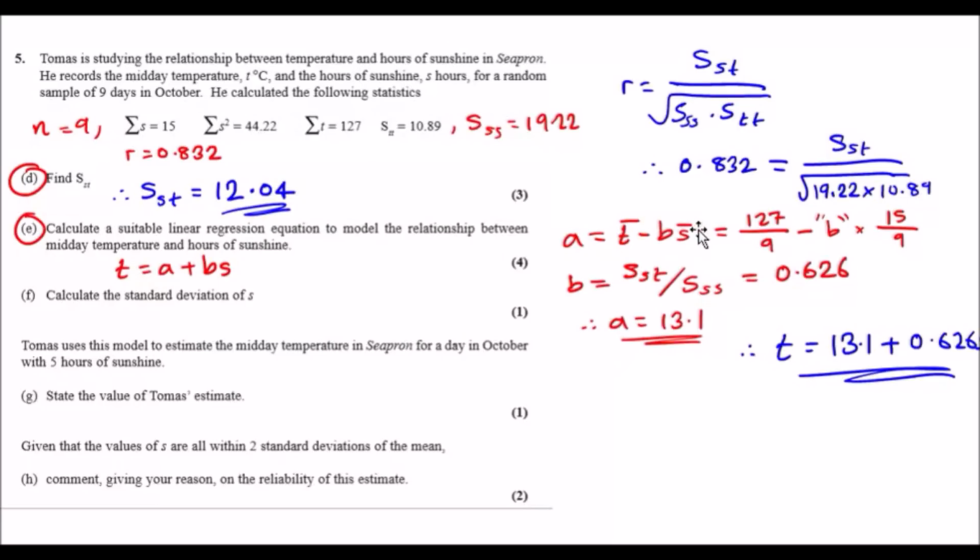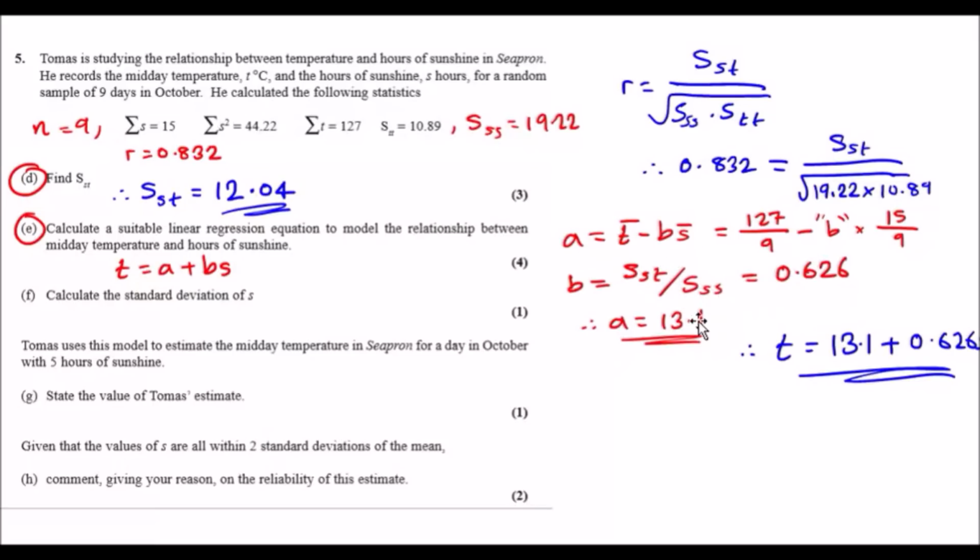Okay, so let's see. Alright, so that's done. Now calculate a suitable linear regression equation to model the relationship between midday temperature T and hours of sunshine S. So we're using the equation from the earlier parts. Now this is just standard procedure. We just need to find the values of A and B. So A is the mean of T minus B times the mean of S, whereas B would be SST over SSS.